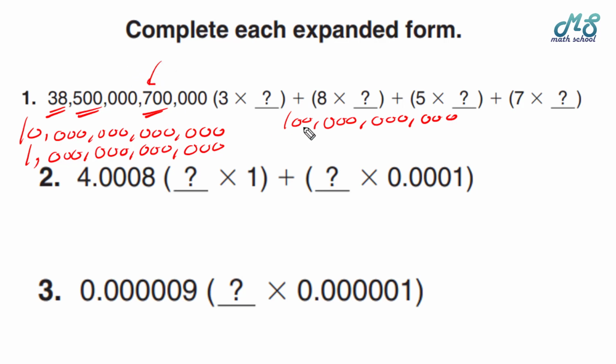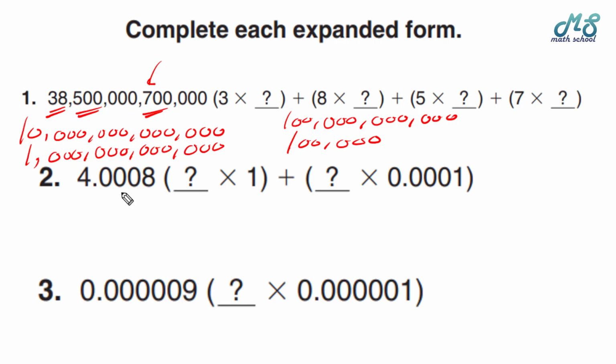What about 7? 7 in 100,000th place. Its value is equal to 7 times 100,000. So the fourth missing number is 100,000. Just write 100 and write triple zeros.